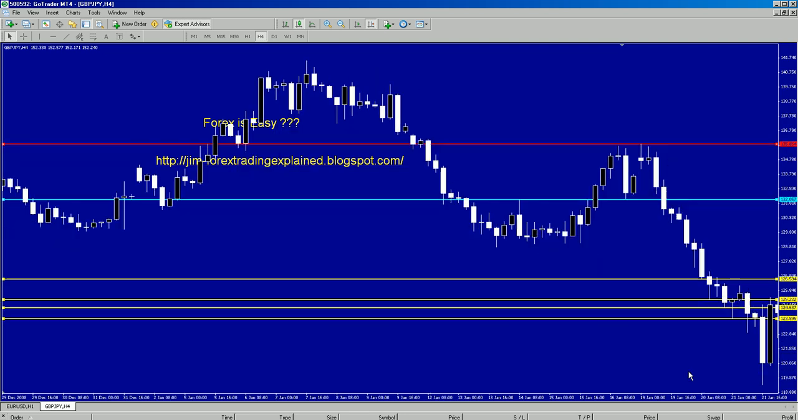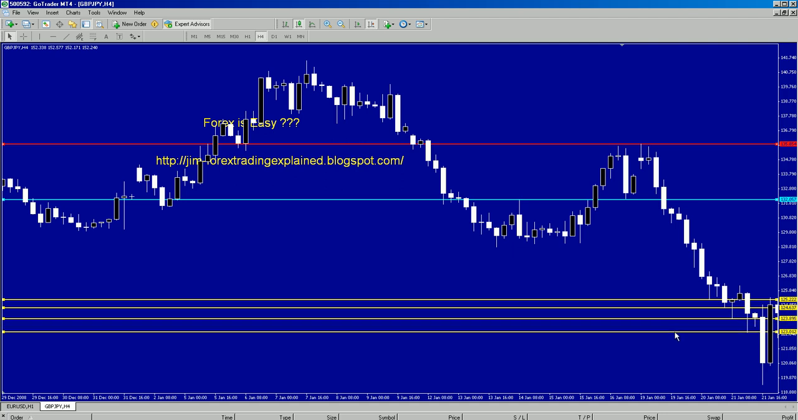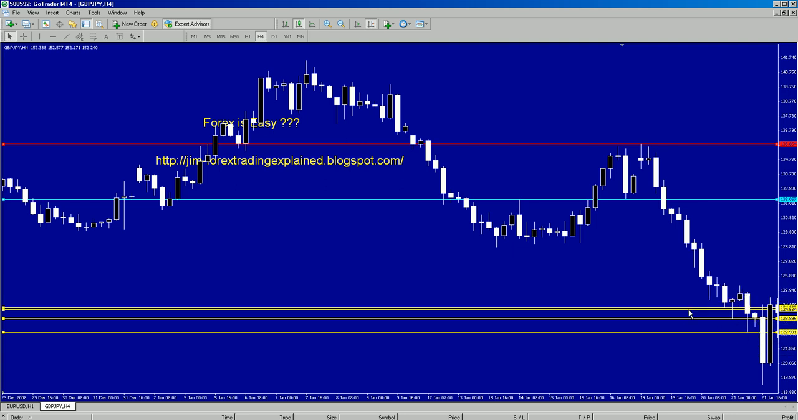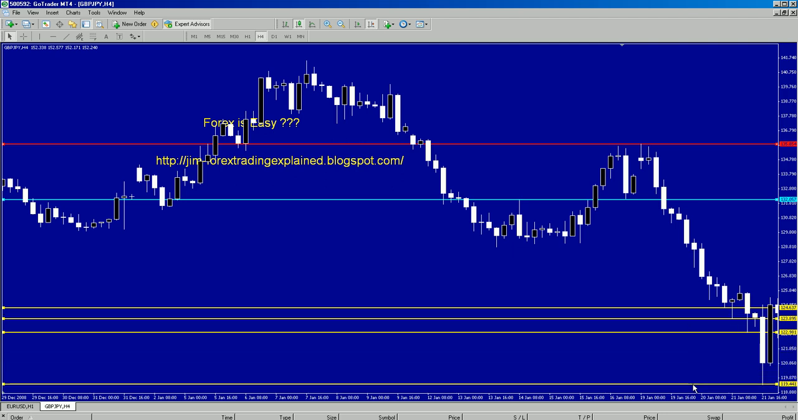Yep, gone the wrong way again. I'll learn. I'm a slow learner, aren't I? Another low. Now, what I'm seeing here is there's been a bit of a break out of the yellow lines, and we've gone lower again. This big candle here, low.